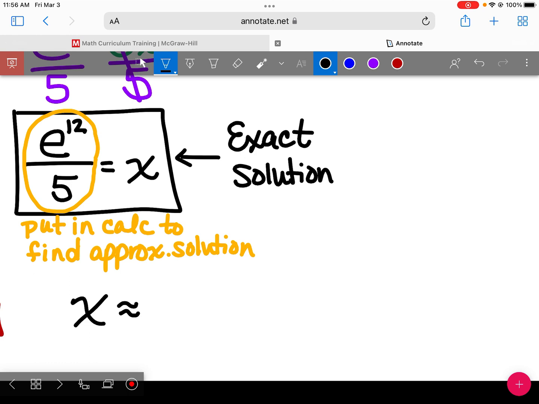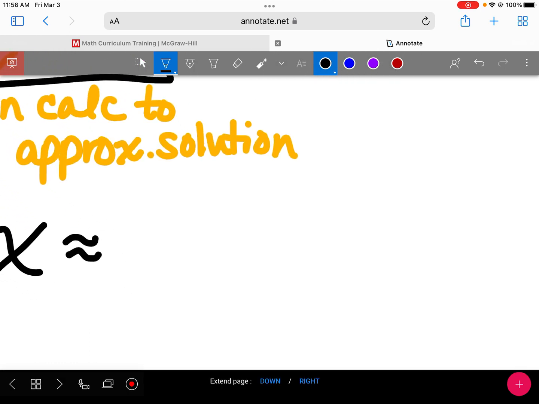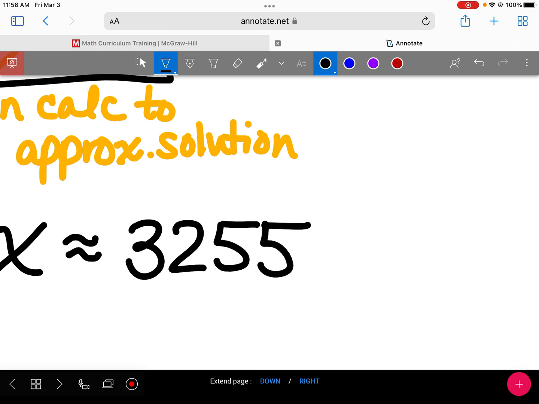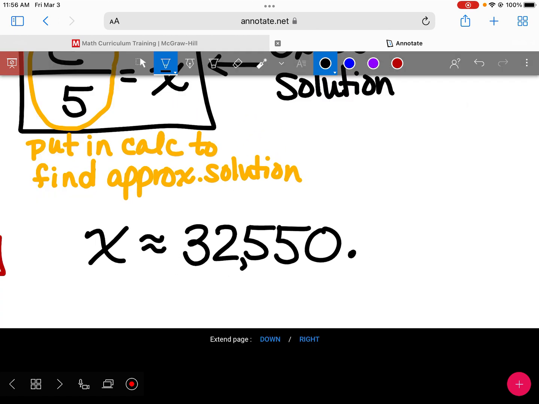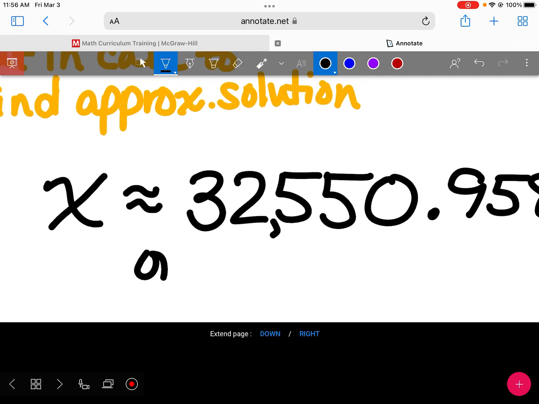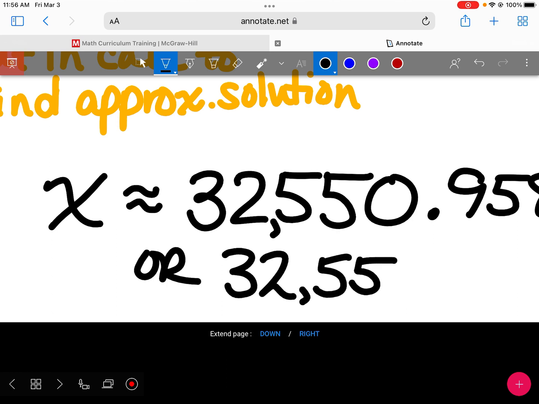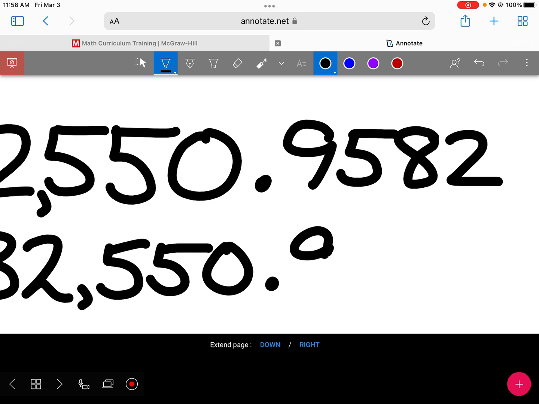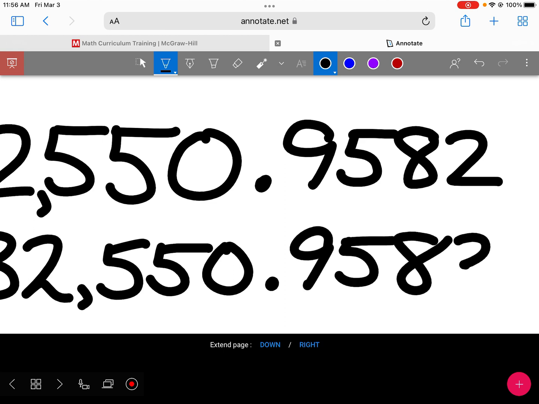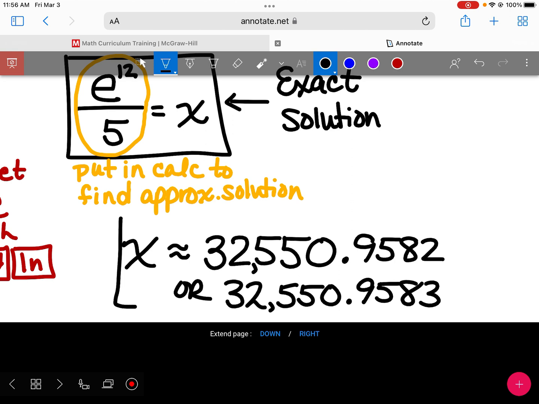Hezzy, can you read those numbers for me so I can get it written down? 3, 2, 5, 5, 0. Give me 4 numbers after the dot. 9, 5, 8, 2. Or if you round it a little bit differently, 3, 2, 5, 5, 0, 0.9583. This would be the approximate solution.